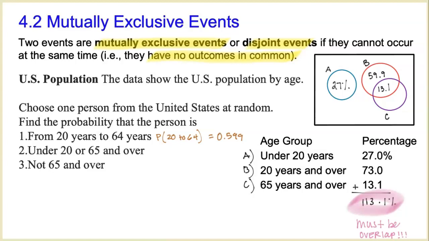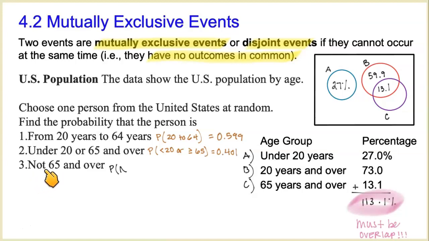So for the second one, it says under 20 or 65 or older. Well, we can look at anyone who's less than 20. That's going to be here, 27%. Anyone who's 65 or older is going to be the 13.1%. So we combine those together, and that's about a 40% chance.